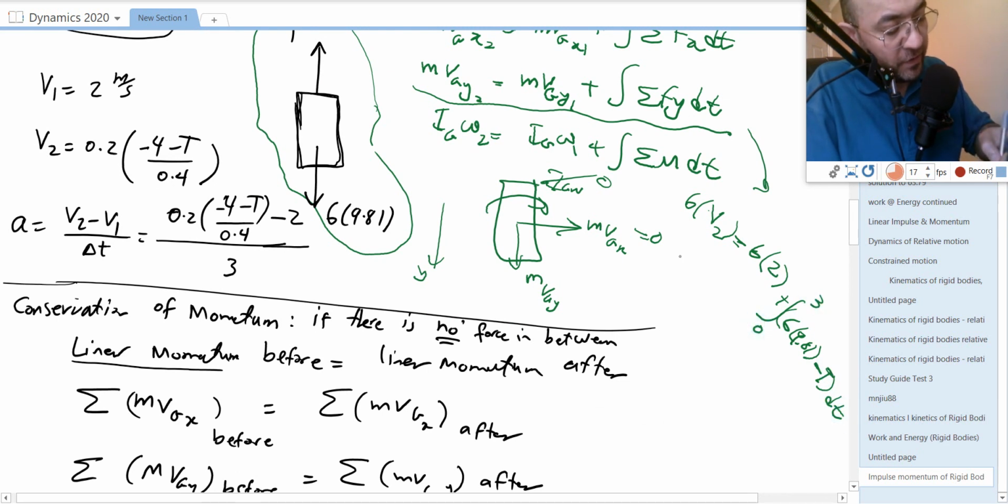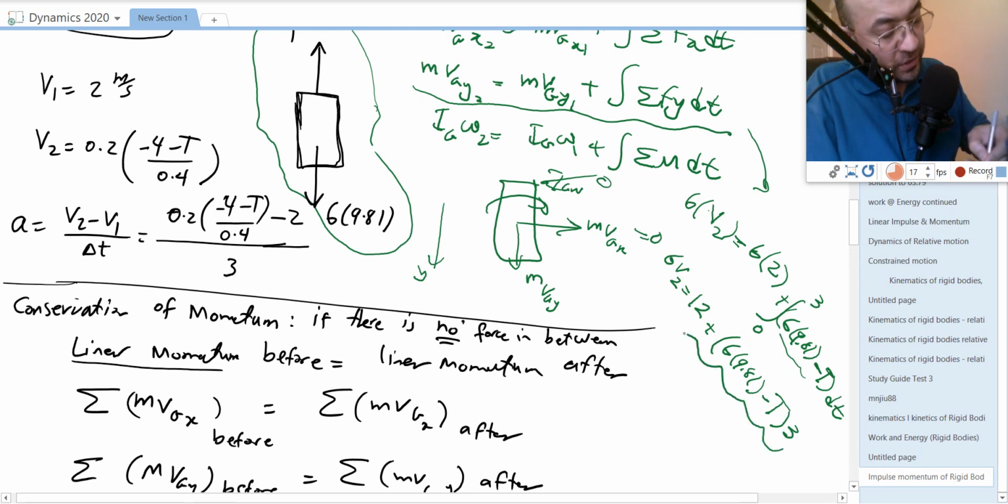So if you simplify this equation, you're going to find 6v2 is equal to 12 plus, okay, integration from 0 to 3 of this. Meaning that I need to multiply this by 3. That's it. So 6 into 9.81 minus t, everything times 3. Or you can say from 0 to 3, then you substitute 3. So this is one equation. I'm going to show this with the star.